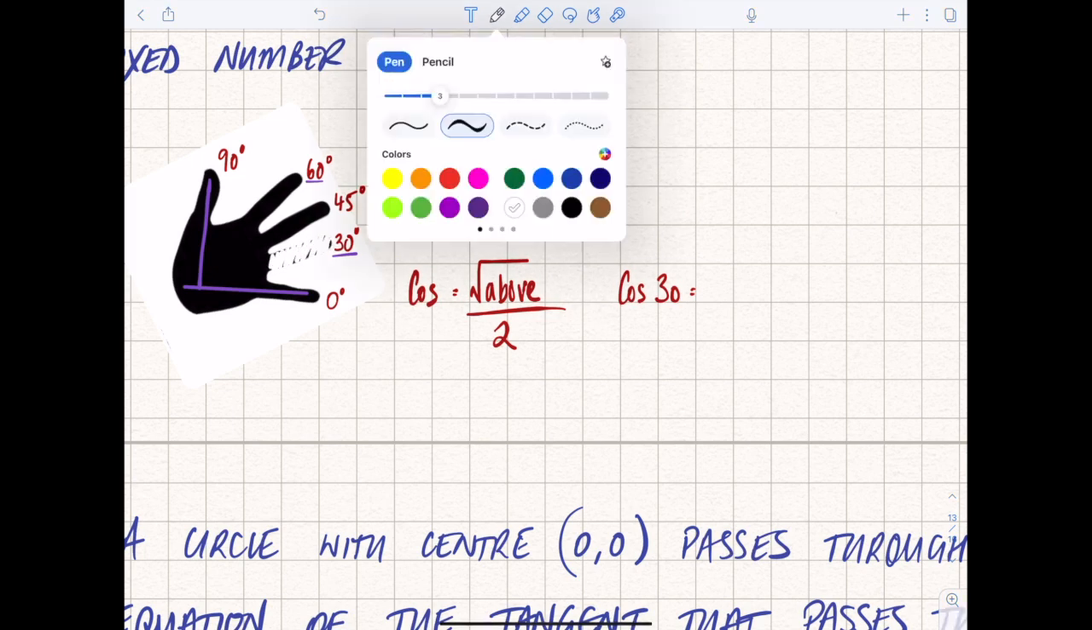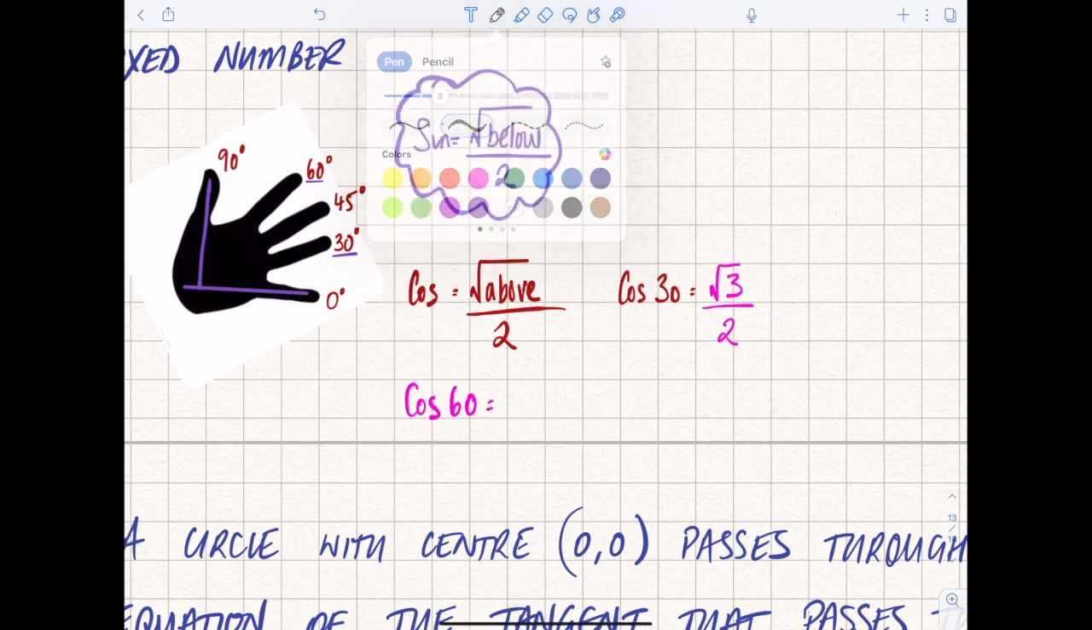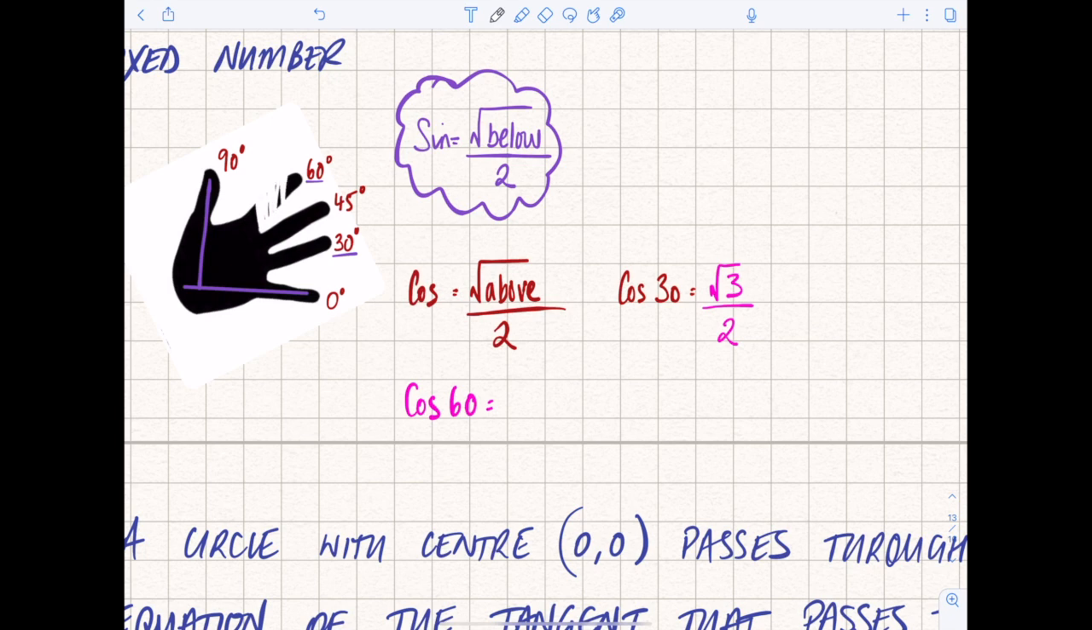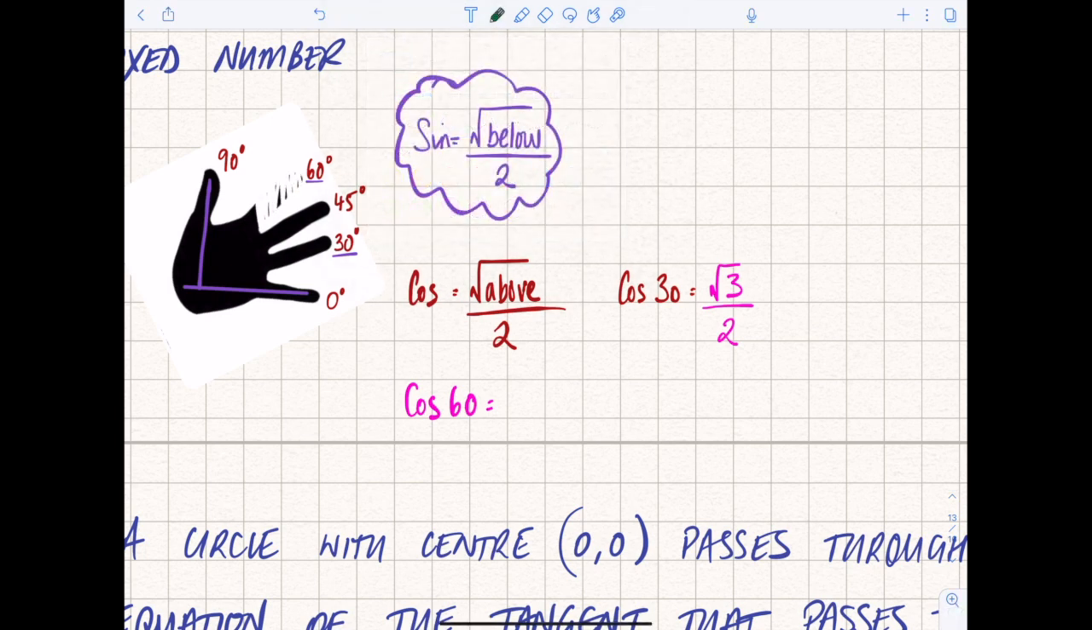So how many fingers do you have above in this case? 1, 2, 3. So therefore, cos 30 is root 3 over 2. Again, you can't simplify that. Let's do another example. If I said to you cos 60, we put this finger down. How many fingers do you have above? Well, there's 1 finger above, so that's the square root of 1, always over 2, which is a half.